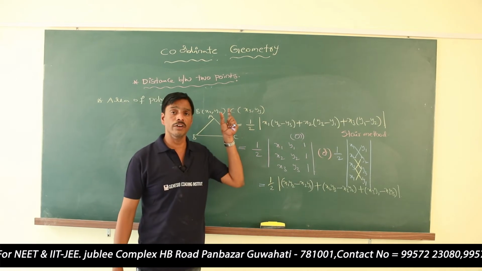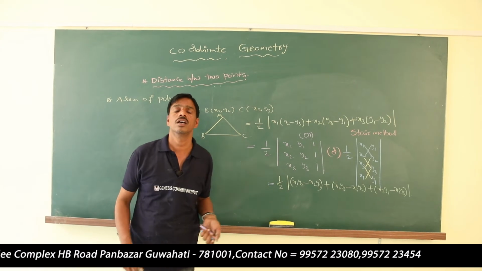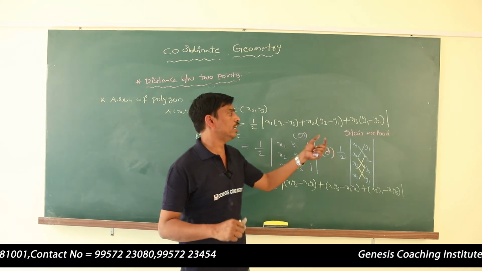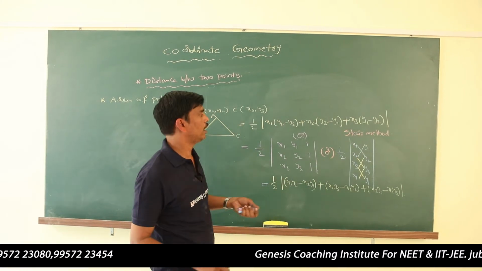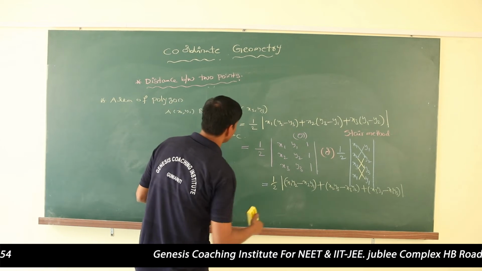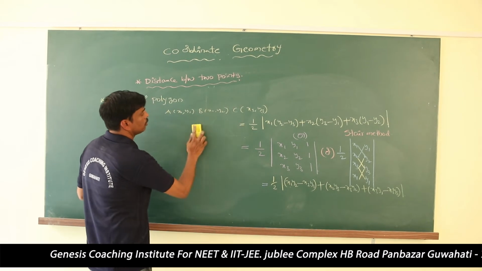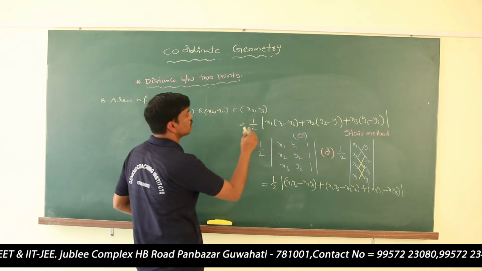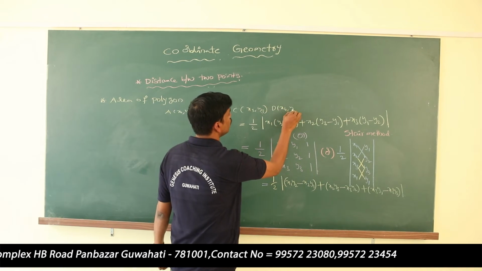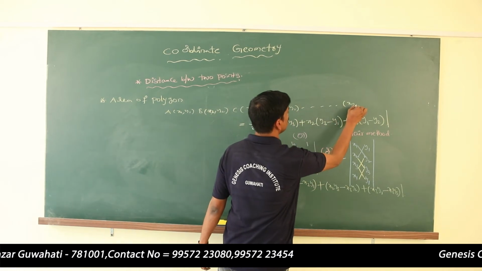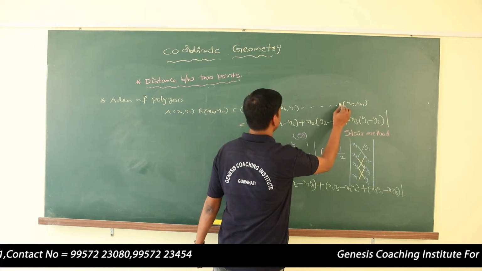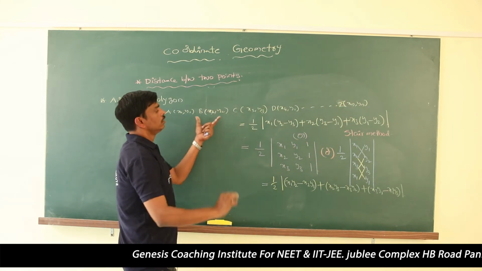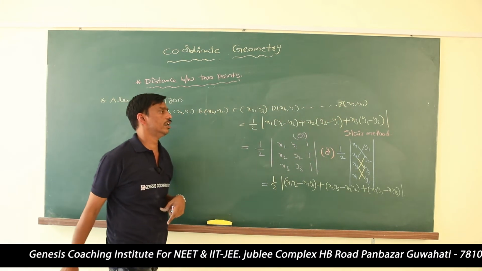Suppose we are given n vertices and we want the area of the polygon. How can we find the area of the polygon? By using the stair method we can simply find it. Here the vertices are A, B, C (x3, y3), D (x4, y4), and so on up to (xn, yn). Now we want the area of the polygon.